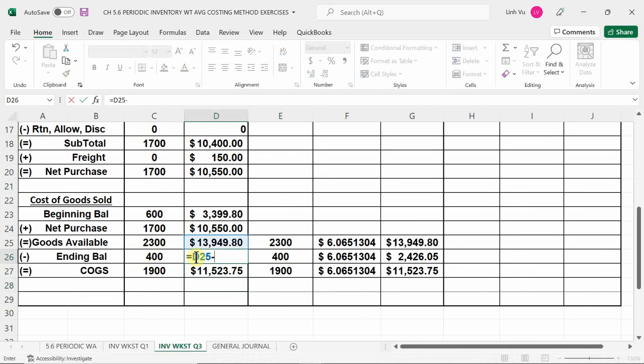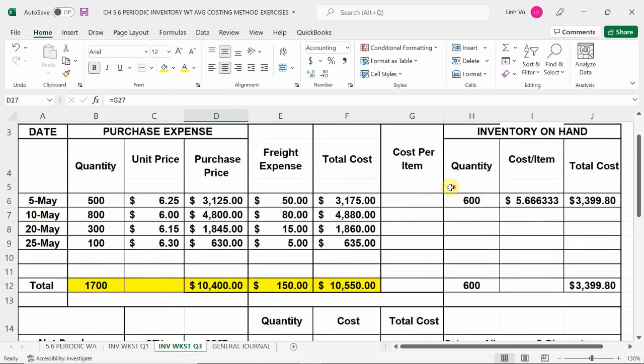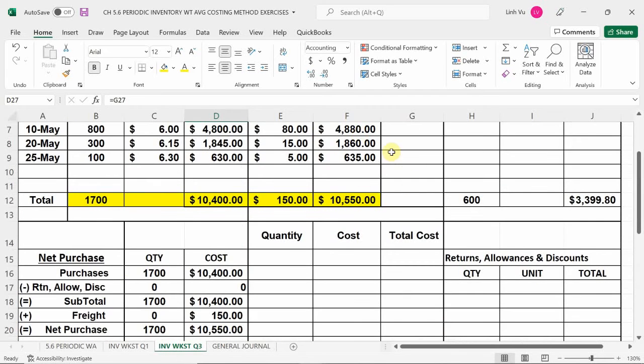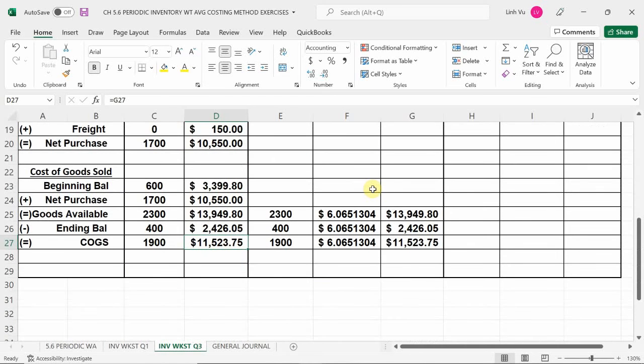Or you can just take your goods available, subtract that, and you should get the same exact answer. 2,426.05 is your ending balance. Okay? Awesome. So there you go. Definitely much quicker, much easier, because we are not dealing with how many batches of inventory. We don't have to keep track of which amounts come from where. All we are dealing with is just one number, the average cost per item, and that can solve universally almost anything.